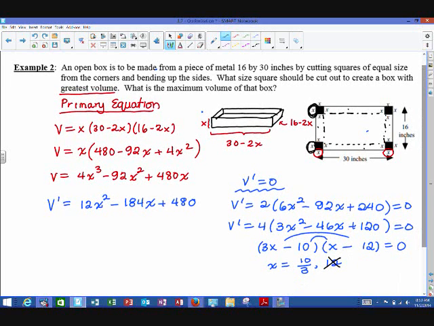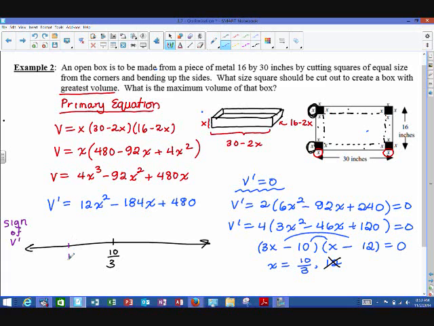But remember, we want to verify. We want to make sure that we do get a maximum volume. So we'll lay 10 thirds down on a number line, and we'll utilize the sign chart test here to find the sign of V prime. There is no reason to be cute. Let's pick some very basic, easy values to work with.